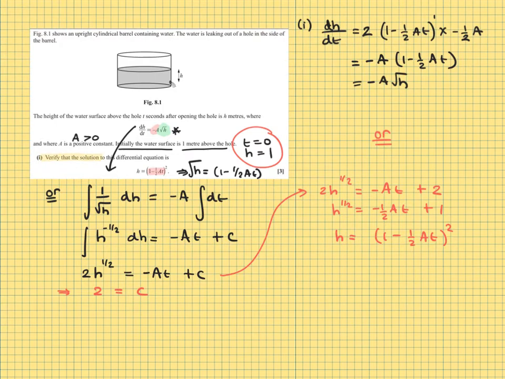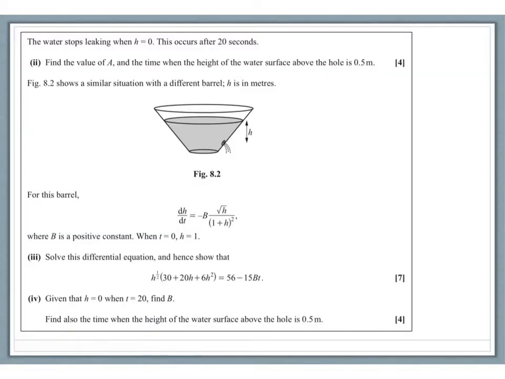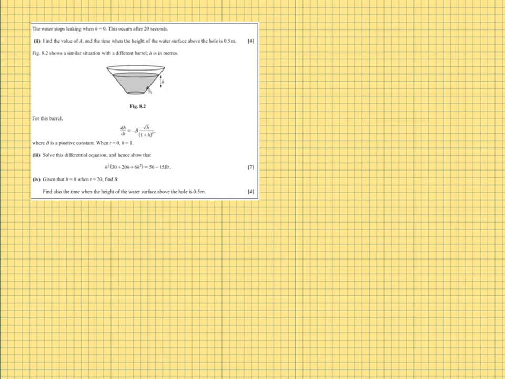Look at the wording of the question, verify, which is a way of saying show that this works. So the next part of this question, the water stops leaking when h equals 0. This occurs after 20 seconds. Find the value of a and the time when the height of the water surface above the hole is 0.5 metres. So, as ever in these questions, be careful because there is more than one thing to do in the question, and you're often given information above the question as well. So let's look at part 2.